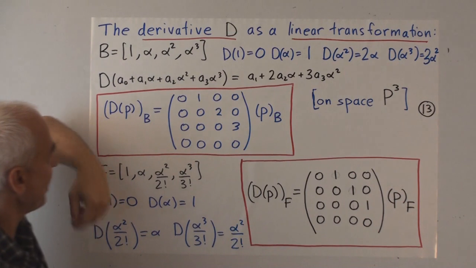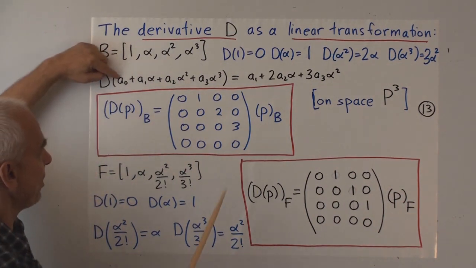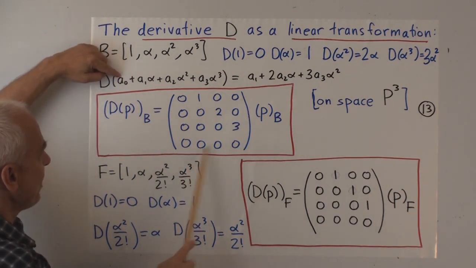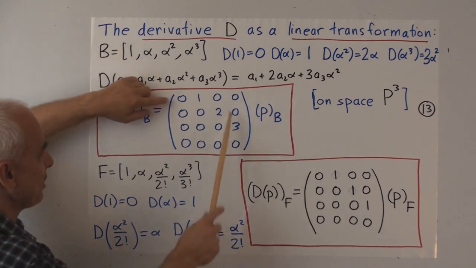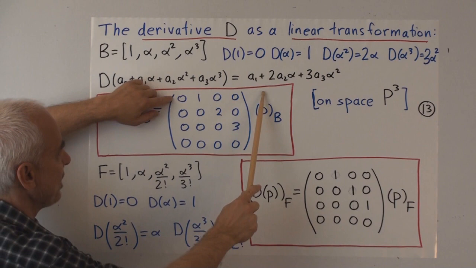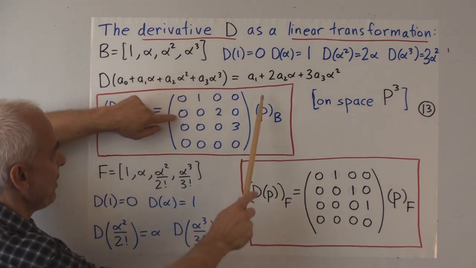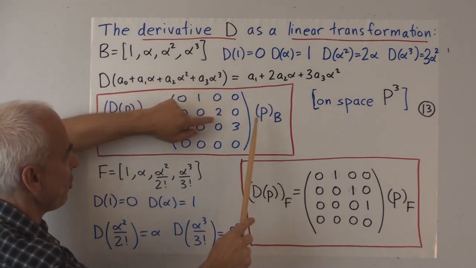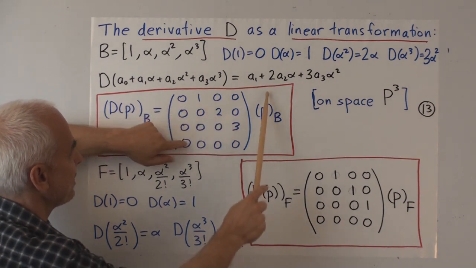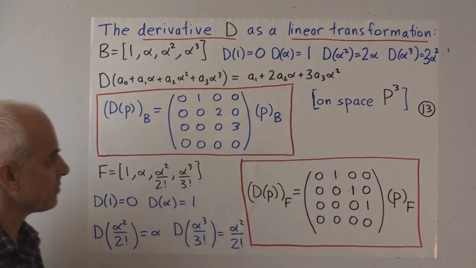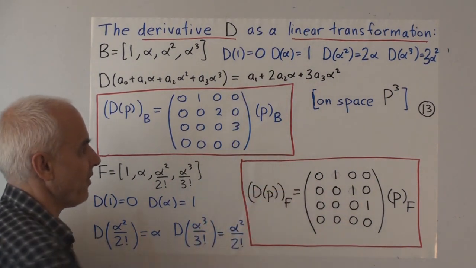This formula here is telling us that the A0 term disappears. So imagine having A0, A1, A2, A3. If you multiply this thing out, the first thing would be A1. The next entry would be 2A2. The next entry would be 3A3. And the next entry would be 0, which is indeed what the derivative does.